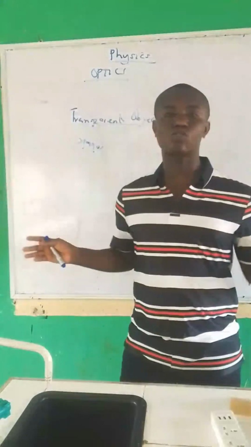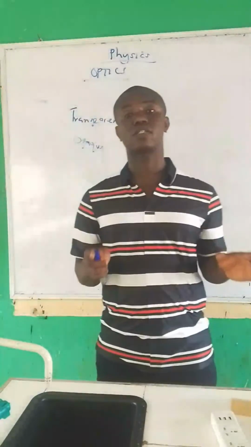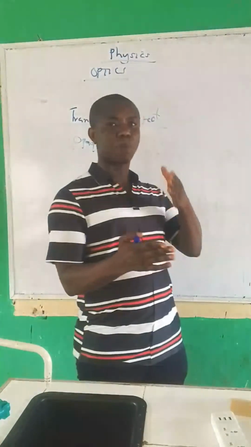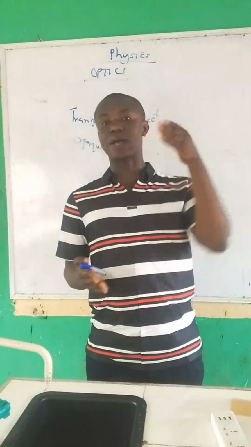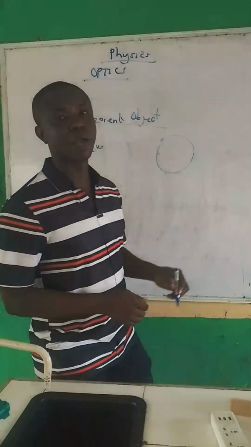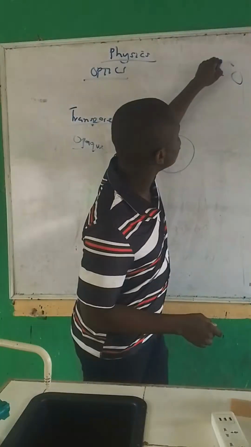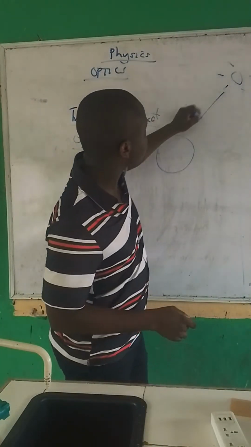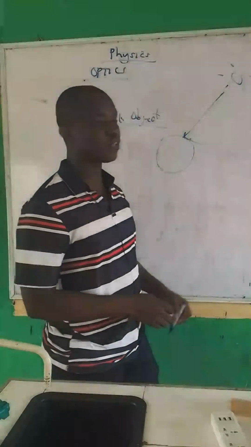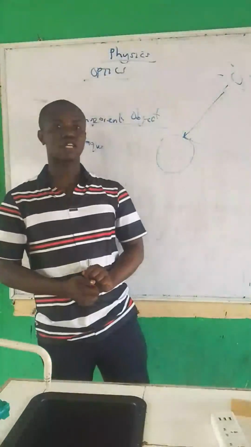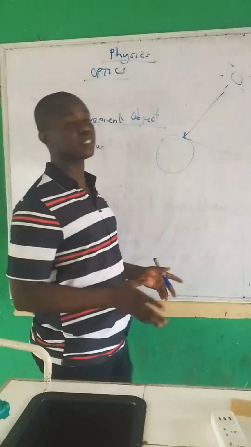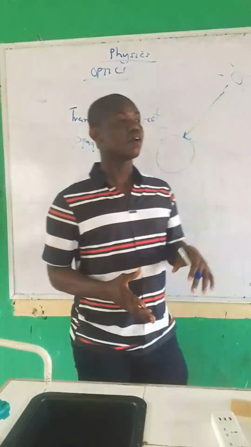But light cannot pass through opaque objects. When light tries to pass through, since it cannot pass through, it is reflected instead. So if this is an opaque object and light from the sun comes, since it cannot pass through, what happens? It bounces off, that is, it reflects. So that's basically what an opaque object does. An opaque object is an object that light cannot pass through.